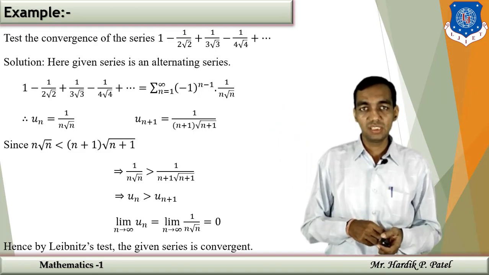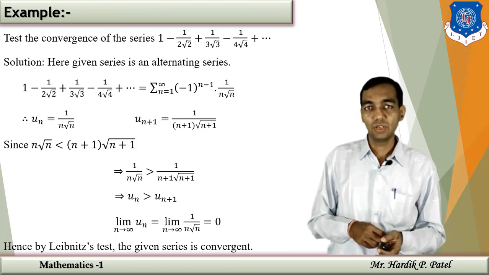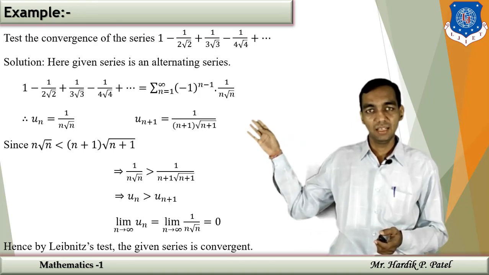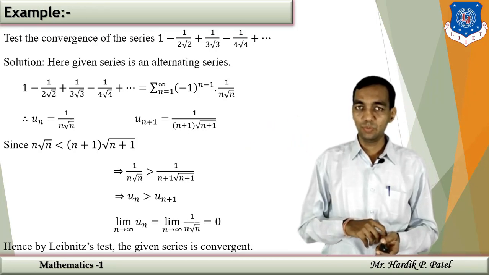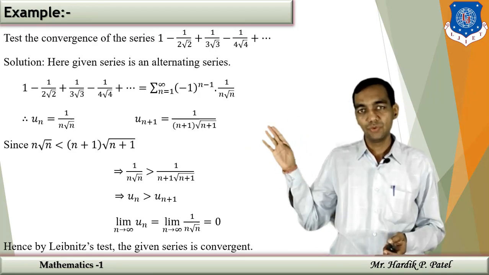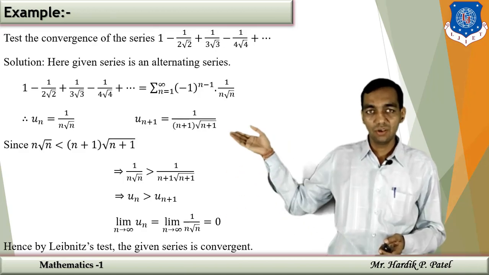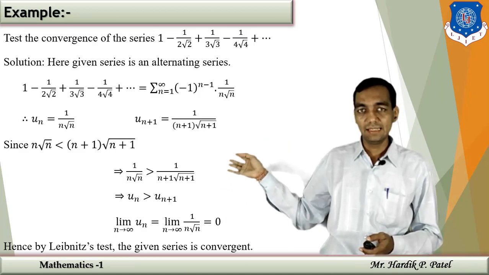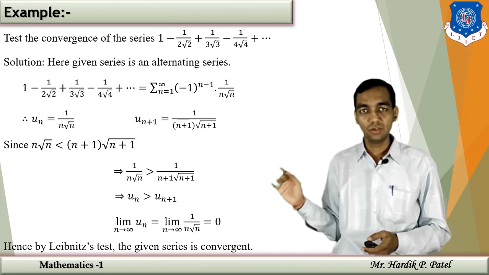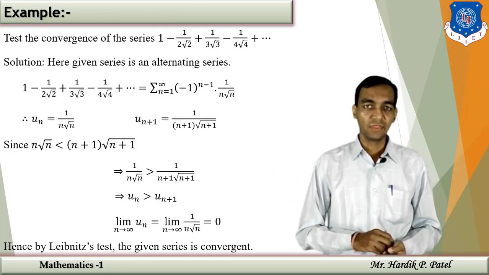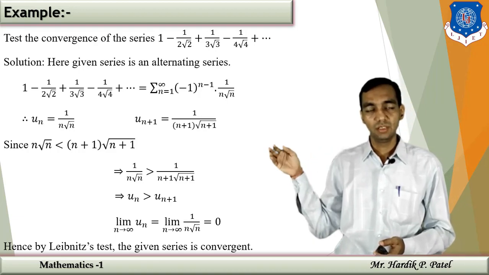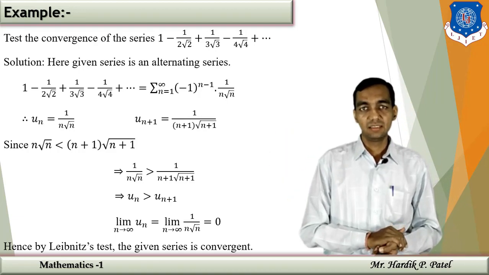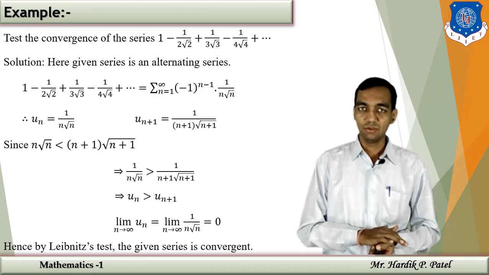Again we have to prove this series is numerically decreasing. For that we are starting with an inequality. n root n is obviously less than n plus 1 into root n plus 1, correct? So if you are taking a reciprocal, then you will have 1 upon n into root n is greater than 1 upon n plus 1 into root of n plus 1. So left hand side is your un, right hand side is your un plus 1, and that's why this series is numerically decreasing without sign.